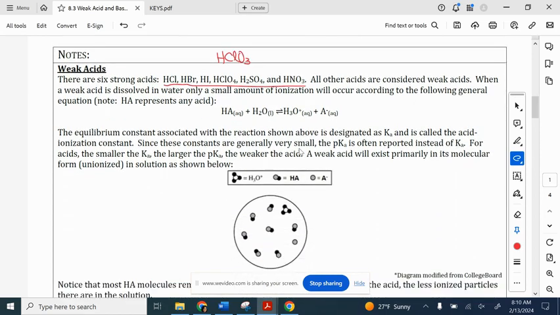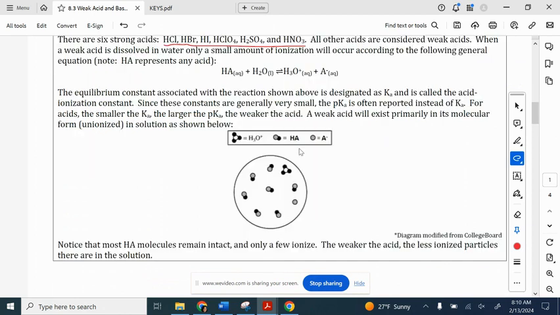All right. So equilibrium constants can be associated with this. Again, we use our Ka. That's called your acid ionization constant. They are usually very small, again, less than one. And oftentimes pKa is reported instead of Ka because it's just easier. You don't have to do the scientific notation for it. So for acids, the smaller the Ka, the weaker the acid.